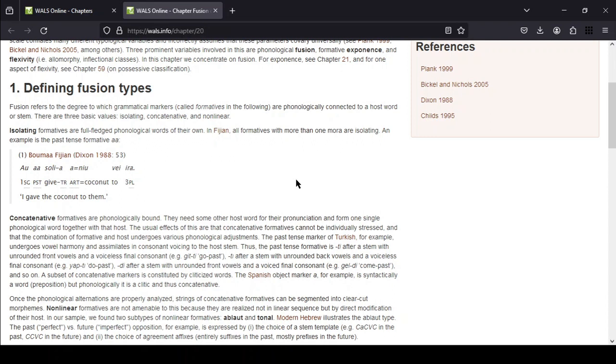In Fijian, all formatives with more than one mora are isolating. An example is the past tense formative a. So we can see this past tense is completely separate from the verb give. But this transitive thing is part of the word give. So this part is isolating and this part isn't isolating.